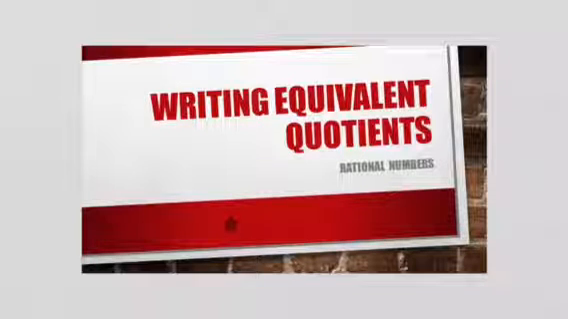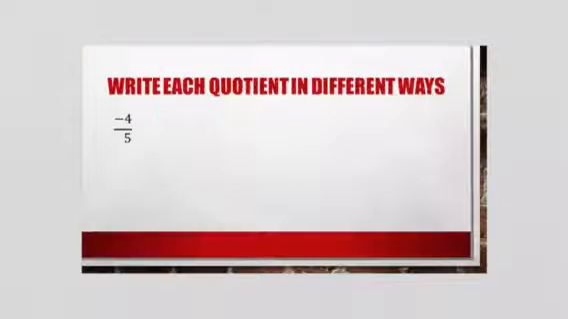I bet you were sitting around today going, I wonder how we can write some equivalent quotients. That sounds like a lot of fun. So what in the world does that mean? What are some other ways we can write negative 4 over 5? Okay, well, we could write 4 over negative 5.